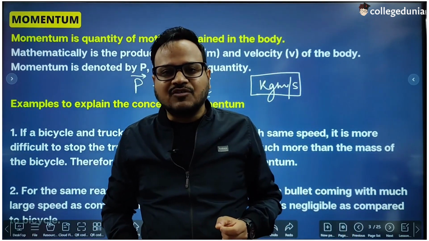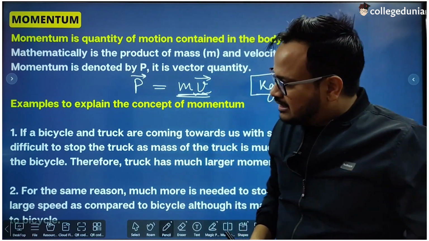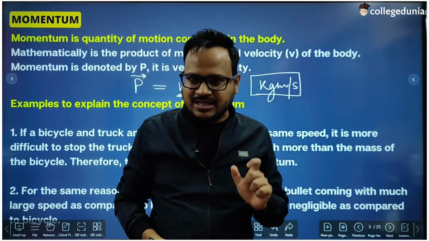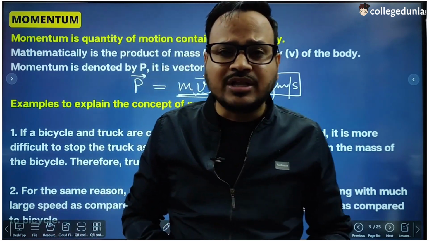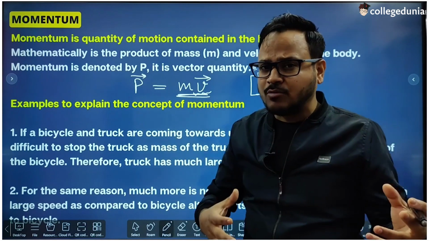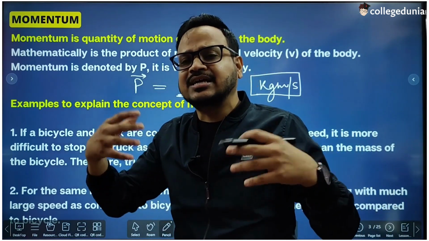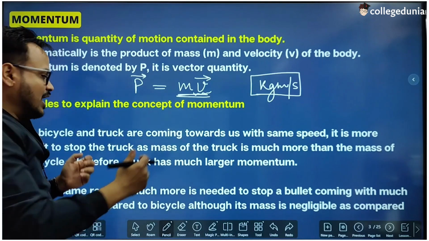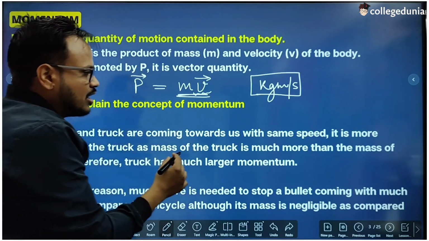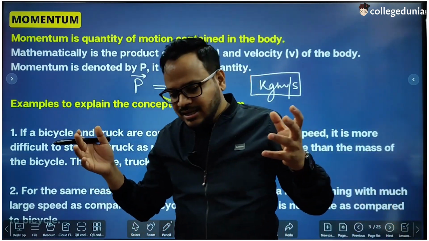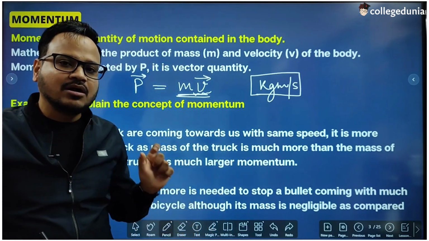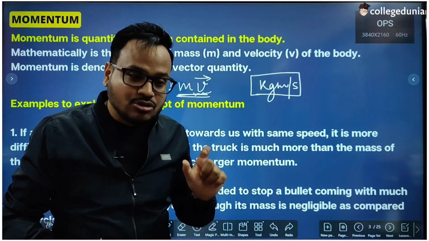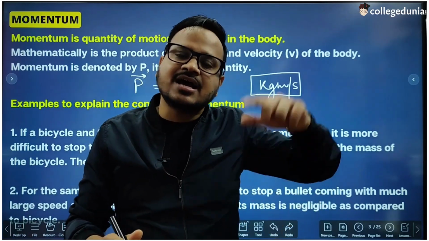Momentum in other terms is also defined as the quantity of motion contained in the body. Mathematically, it is the product of mass and velocity, but the actual definition of momentum is the quantity of motion contained in the body. From our experience, we know that if a heavy body is moving, then it contains more motion, and if a lighter body is moving with more velocity, it contains more motion. For example, if a bicycle and a truck are coming towards us with the same speed, it is more difficult to stop the truck. Listen, the speed of the bicycle and truck is the same, but even then it is more difficult to stop a truck. Then what is the difference between bicycle and truck? It is just the mass. So if the velocity is the same, even then the truck has more motion.